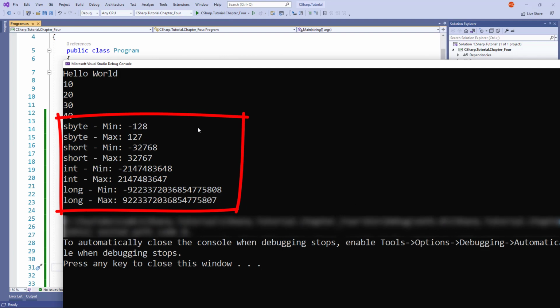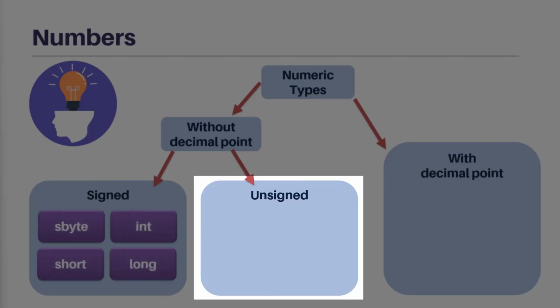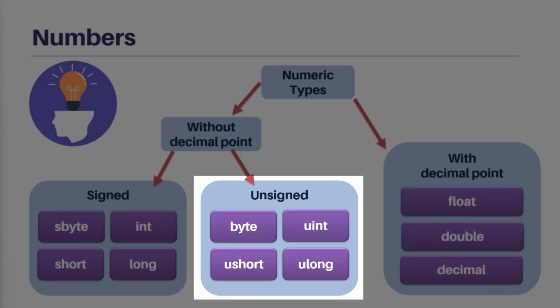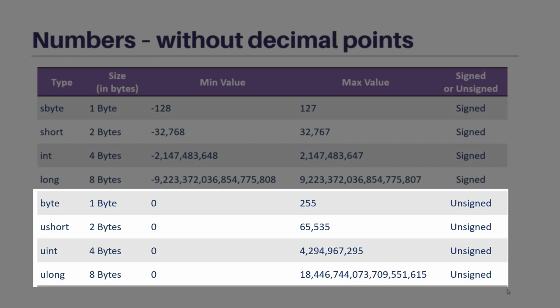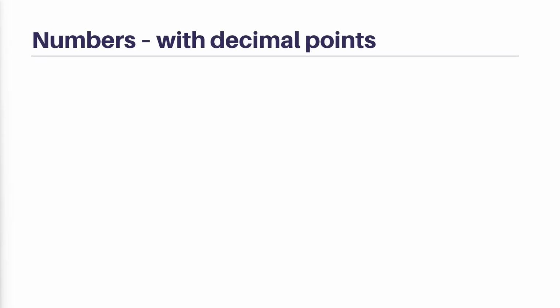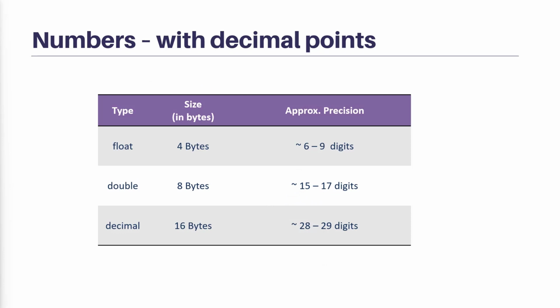If your input area does not include negative numbers, then you can also choose unsigned types. These unsigned types do not support negative numbers, and those types are byte, ushort, uint, ulong. The first letter U stands for unsigned. Now let's talk about the numbers with decimal points. There are three data types that are provided by C#: float, double, and decimal. Float occupies 4 bytes, double occupies 8 bytes, and decimal occupies 16 bytes.